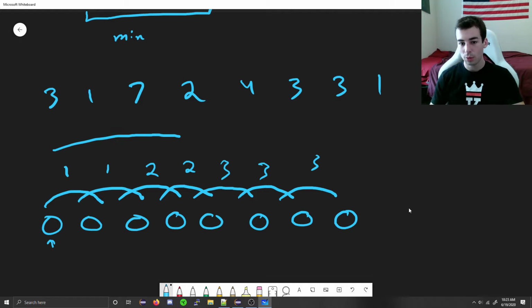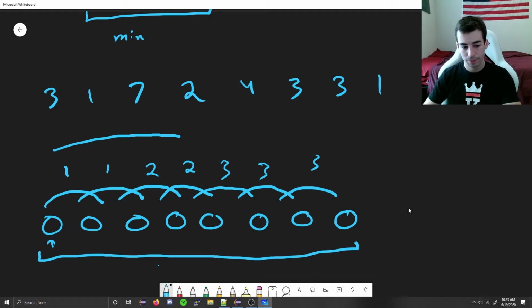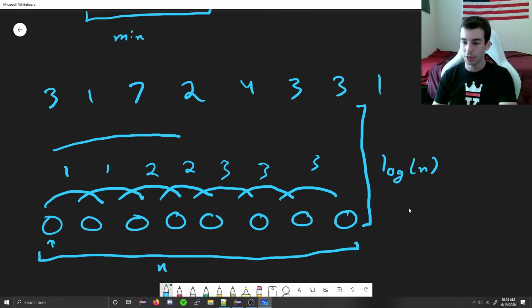So if we do that, then we can build each particular element in order 1 just by looking at 2 other things and taking their minimum. And we can build this whole thing in n log n. Why is it n log n? Well, there are n different positions here, and the height of this thing is log n, because there are log n different layers. So once we have this structure built, usually I'll call this an RMQ, this type of structure.